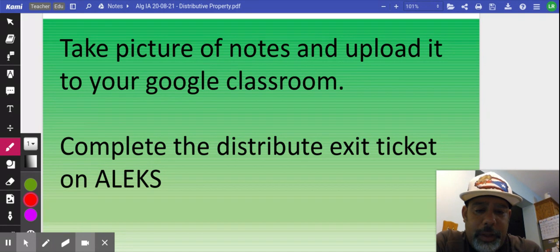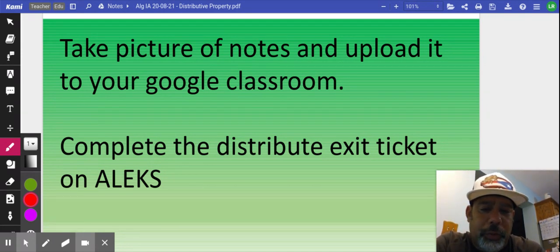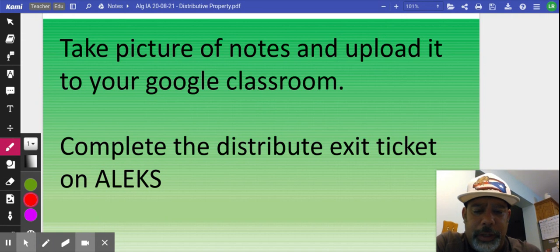I had talked about doing a Google form. I'm going to save that for this week, this following week, so that we can get a few more days under our belts before I get some key feedback.